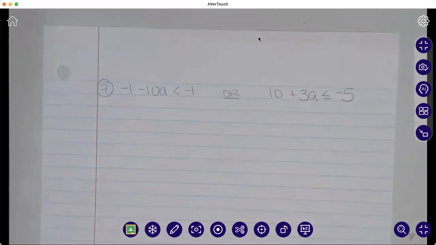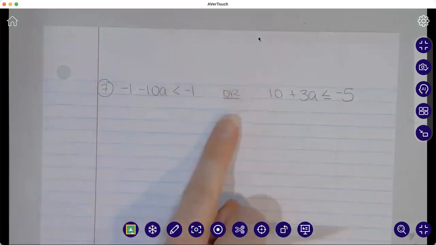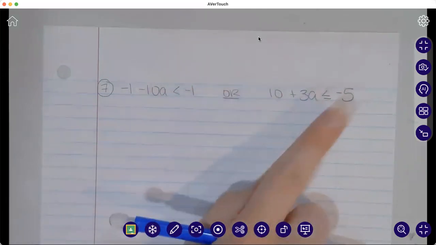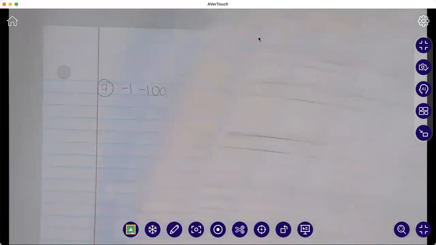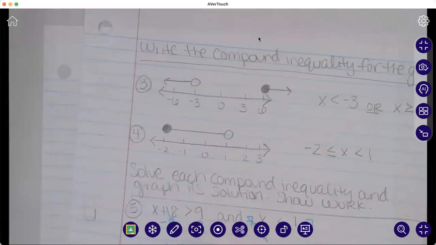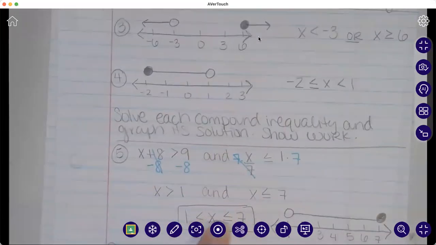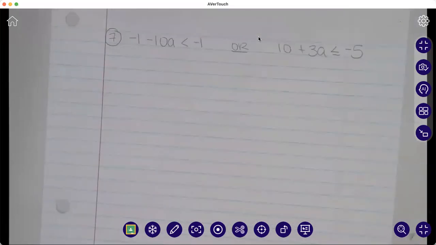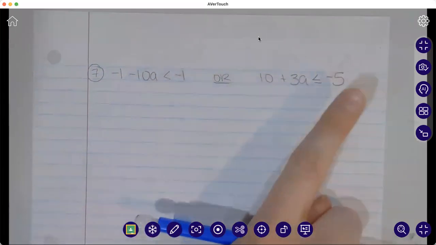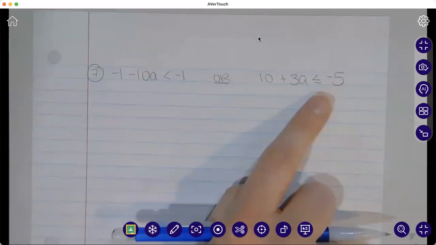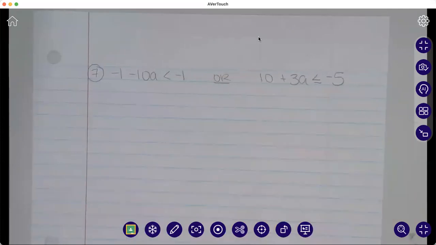Okay, let's look at number 7. So number 7 is an or statement. So when we have or statements, you're going to have 2 different problems and you're going to solve them separately. Similar to number 5, where we had 2 separate statements, but because this was an and, we ended up combining it at the end. But because it's an or statement here, we will not be doing that. So go ahead and solve the first one and the second one completely separately, graph your answers and report back to see how you did.